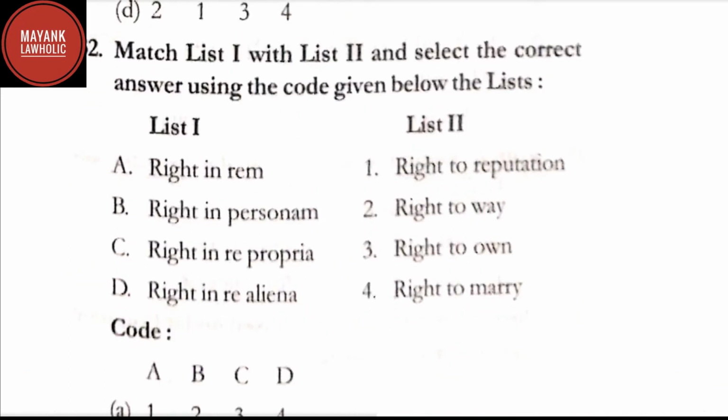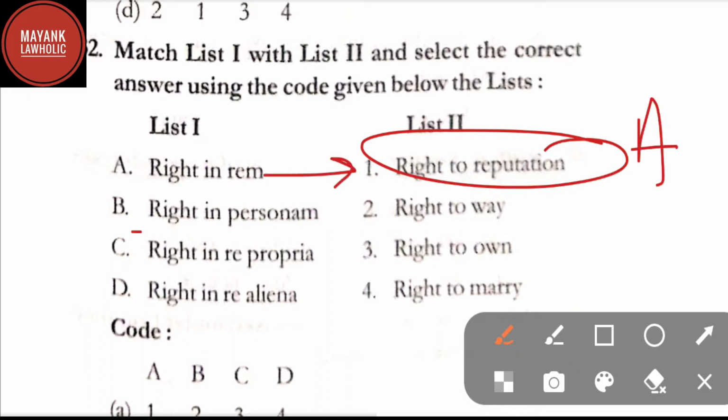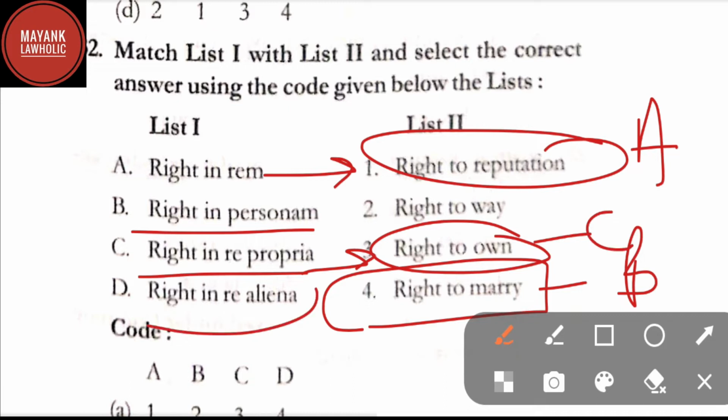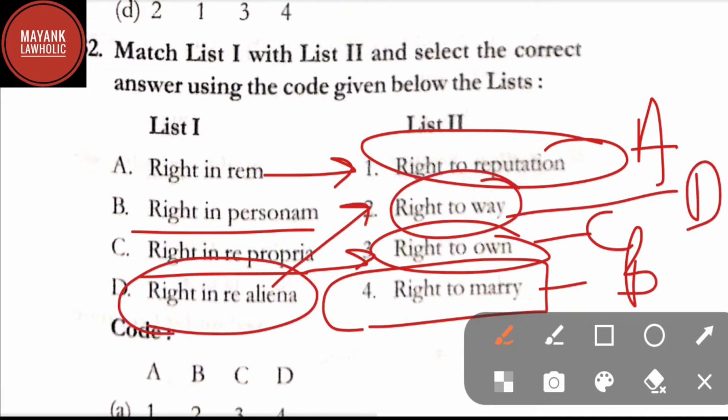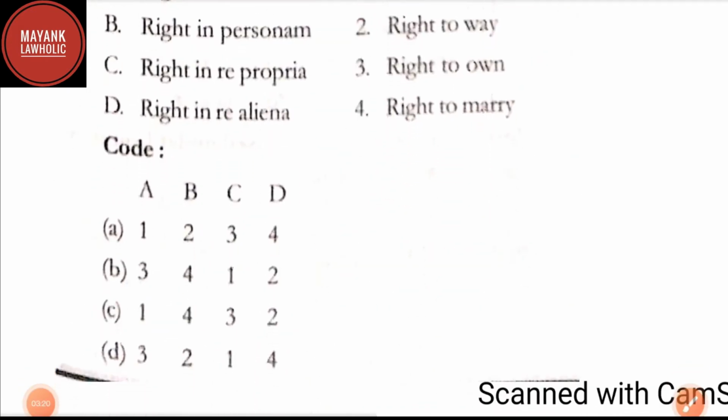Question number 232 is again about matching list first and list second. So right in rem, the correct answer here will be right to reputation. And right in personam, the correct answer will be right to marry. And right in re propria, the correct match here will be right to own. And the last, right in re aliena, is right of way. So by going through these matches, the correct option here in question number 232 will be option C.